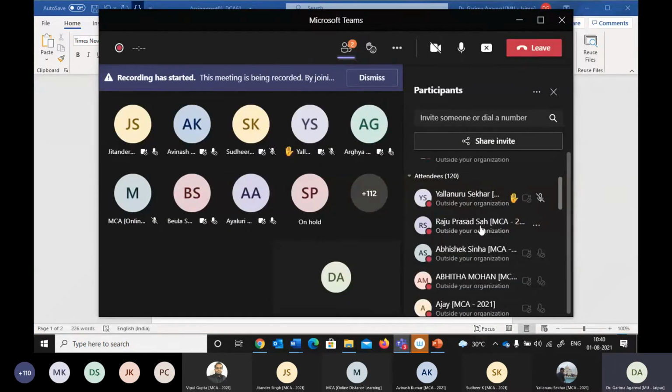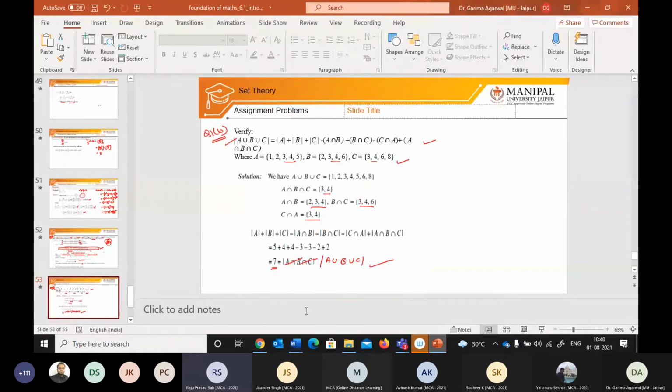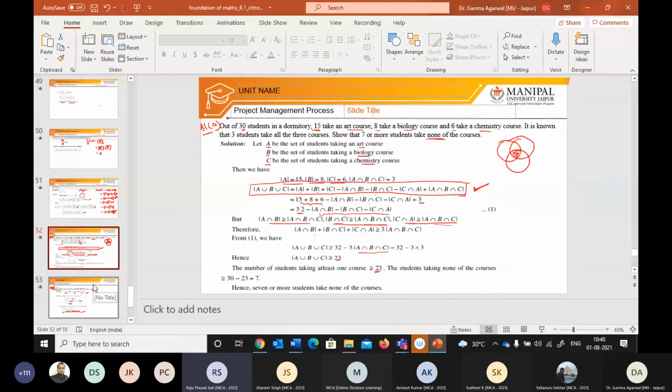Yes, Raju Prasad. Mr. Raju, please unmute yourself if you want to ask something. Ma'am, the method which you explained in the first question, the 30 students in the dormitory, we have done in a different way, but the result is showing the same. That's all up to you. In mathematics, there is no particular way to solve any question. You can use another method as well, but that should be justified.